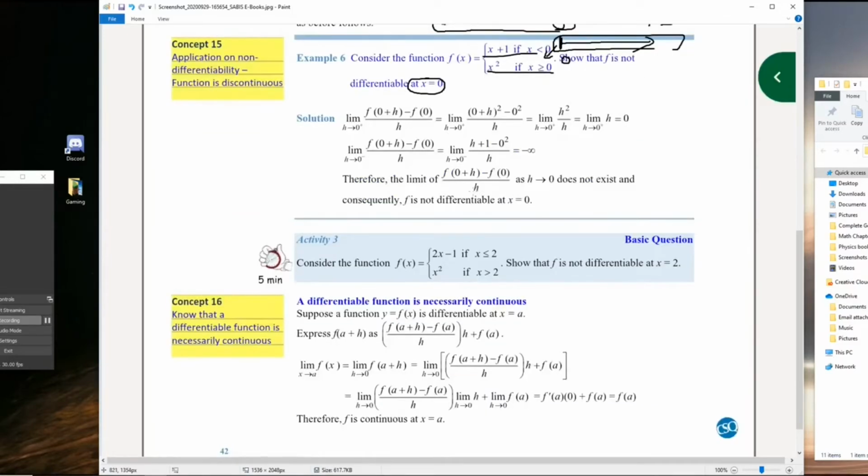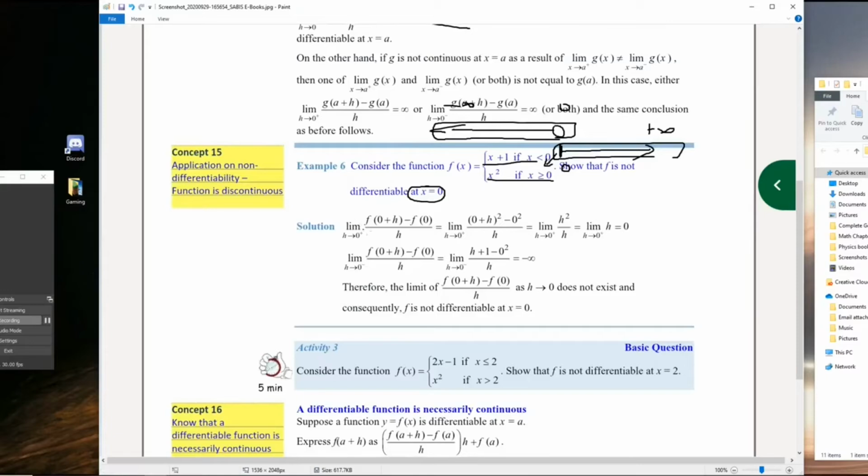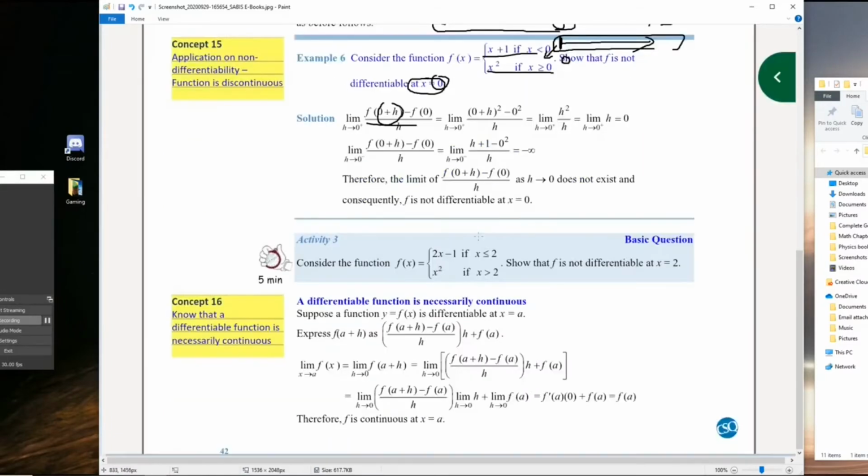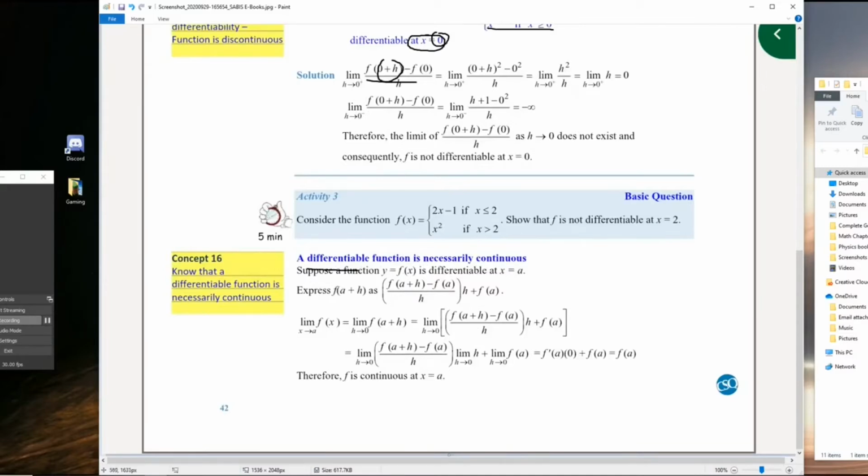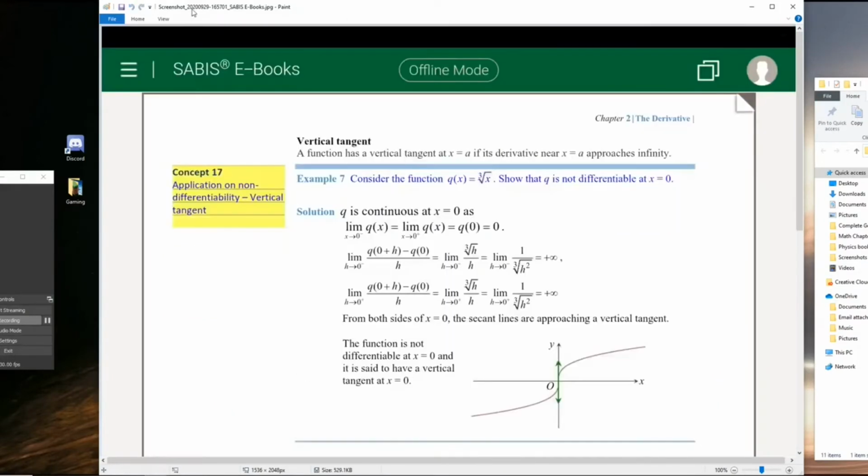And pretty much just do the derivatives. You check where the zeros come from, just place them, and you can do this yourself. A differentiable function is necessarily continuous. Oh, this is the one I just talked about. Anyways, we're pretty much done with this page.